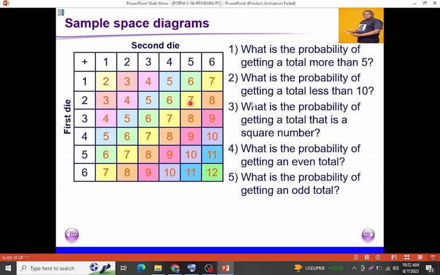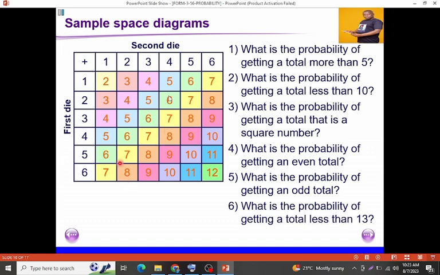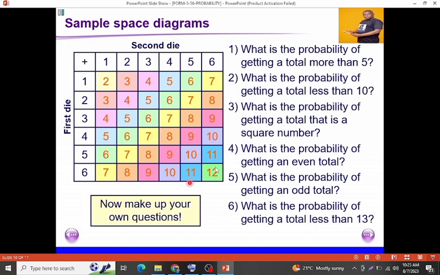So this is a sample space. Alright, can you go ahead and find the rest of the outcomes? You can make up your own questions. What is the probability that the number is a 12, the number is a 1, the number is a 7?